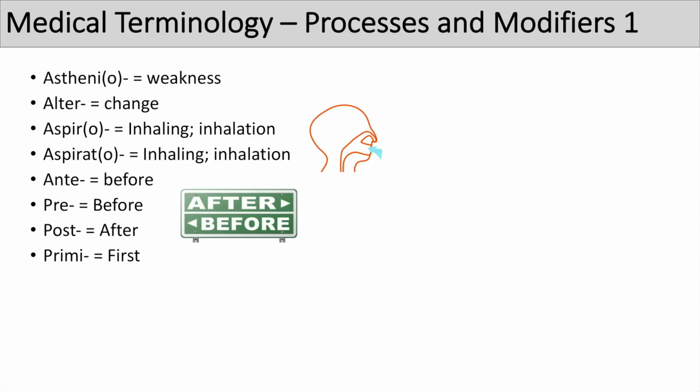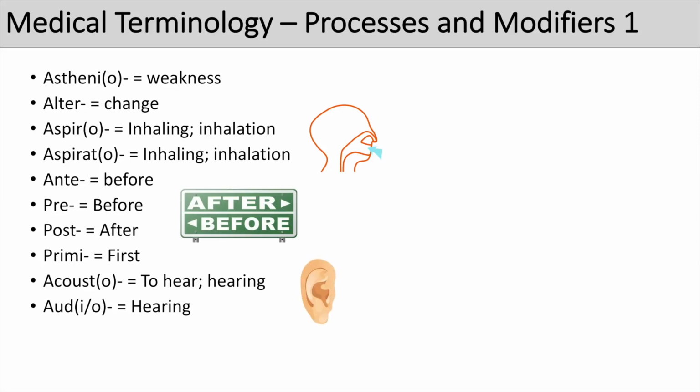The next prefix is primi, which means first, so you might have heard of primitive or primal, all relate to something being first. The next one is acoust or acousto, which means to hear or hearing. Also related to this is aud or audio, also means hearing. So you might hear of audiology or something acoustic, or like an acoustic guitar, all relate to hearing.